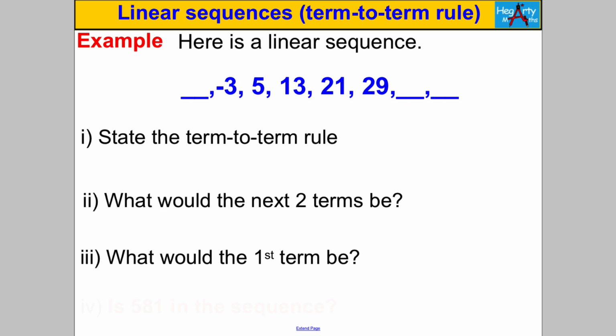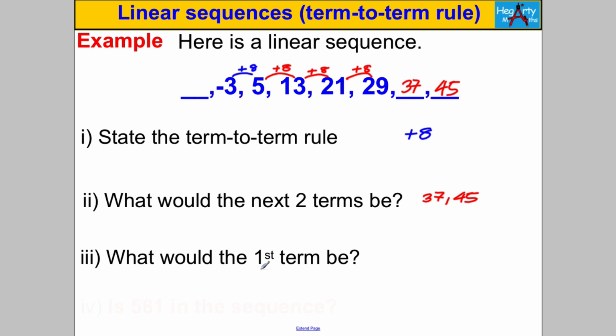Now the term to term rule here. How do you get from negative 3 to 5? Well, you add 8. That's maybe not the easiest one to see it from, so maybe if you didn't want to deal with that one, you just look how do you get from 5 to 13. You add 8 each time. You can see that. So the term to term rule is simply add 8. What would the next 2 terms be? Well, if I add another 8 here, what would I get? I'd get myself 37. If I add another 8 after that, I would get myself 45. So we would write here 37 and 45.